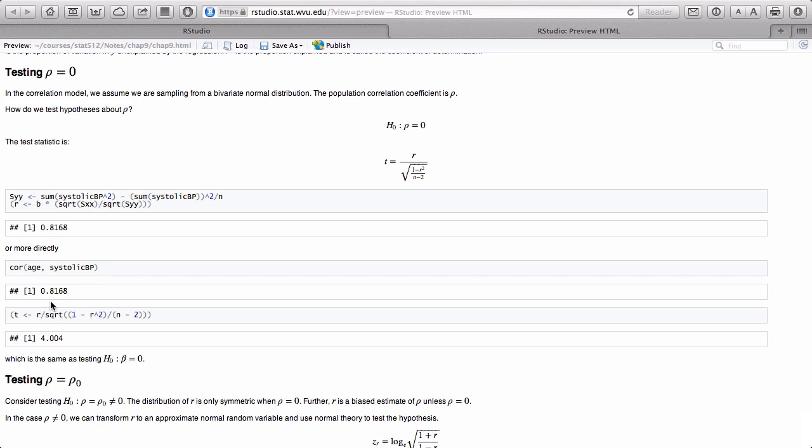Now I could, of course, use R's built-in function called cor, C-O-R, so I can just say cor of age and systolic blood pressure. You can see you get the same answer. And then I can compute my t-value, which is r divided by the square root of (1 minus r squared) over (n minus 2). I'll do this in a few minutes, but you see it's 4.004. Does anyone recognize that number, 4.004?